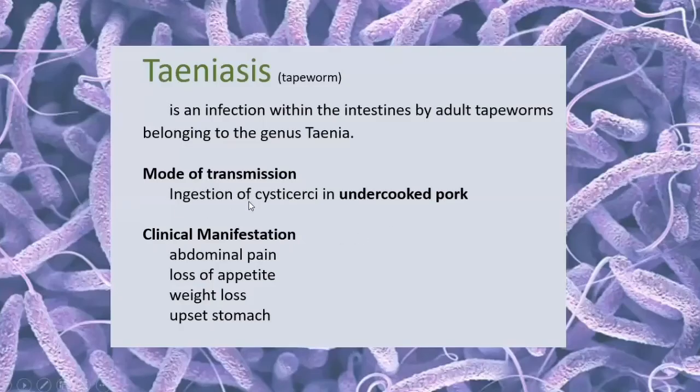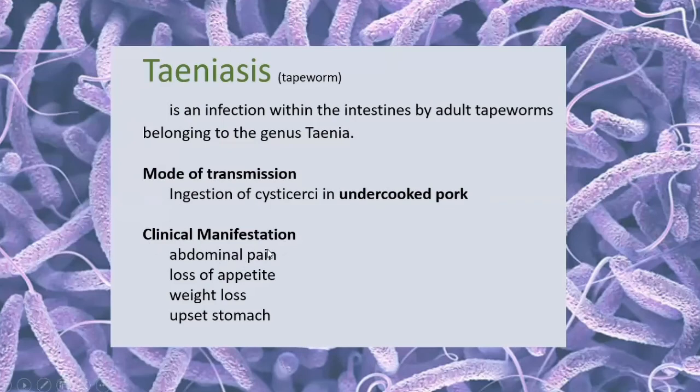Then next is Taeniasis. It is a type of infection within the intestine by adult tapeworms belonging to the genus Taenia. The mode of transmission is ingestion of undercooked pork infected with the parasite. This means that humans can be infected by ingesting raw or undercooked infected meat.